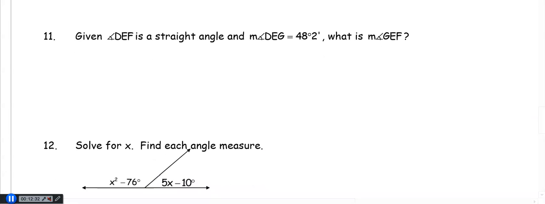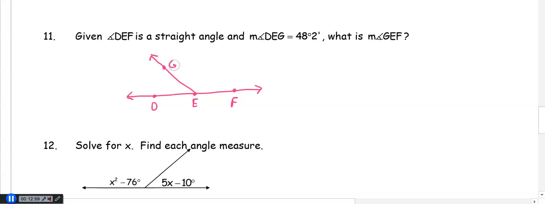In number 11, angle DEF is a straight angle, and the measurement of DEG is 48 degrees and 2 minutes. Find the measure of GEF. So if I have a straight angle here, DEF, there's some ray over here that has G on it. So I know that this angle is 48 degrees and 2 minutes.